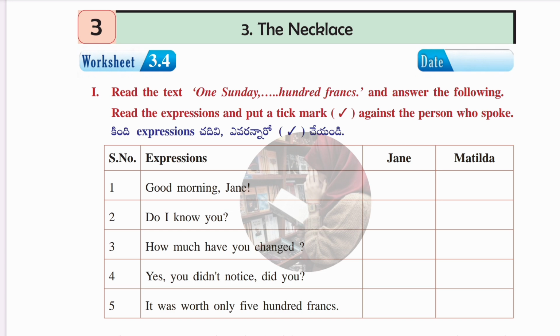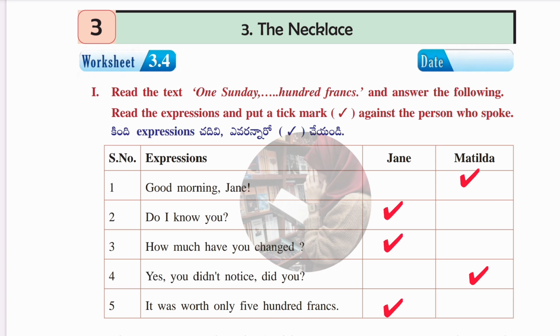Let's see the first Roman. Read the text 'One Sunday to 100 francs' and answer the following. We have to check the paragraph. Some expressions are given. If it is said by Jane, then tick mark under Jane, or else if that expression is said by Matilda, then tick mark under Matilda.